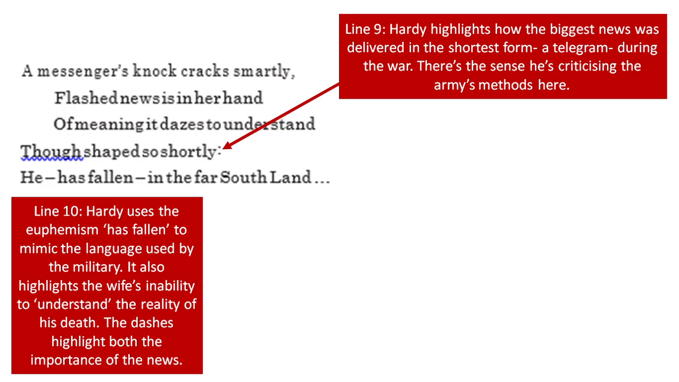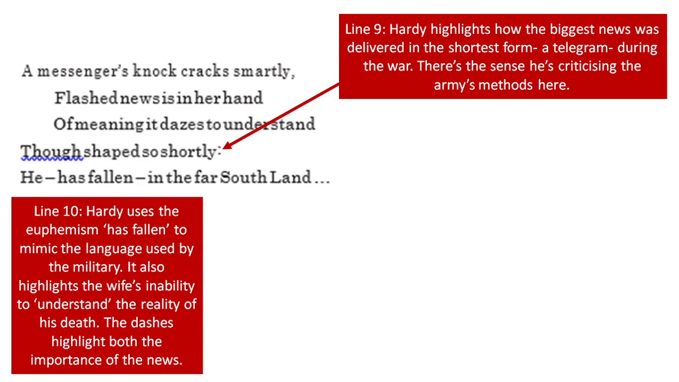Right, to finish off then, line 9. So I'm skipping line 8, which obviously just tells us that she's confused, which is a lot of people's initial reactions, isn't it? When we get bad news, it confuses us, it dazes us. So line 9, those shaped so shortly. So Hardy is highlighting here how the biggest news that you could ever receive at that time during a war was actually delivered in the shortest form of a telegram.